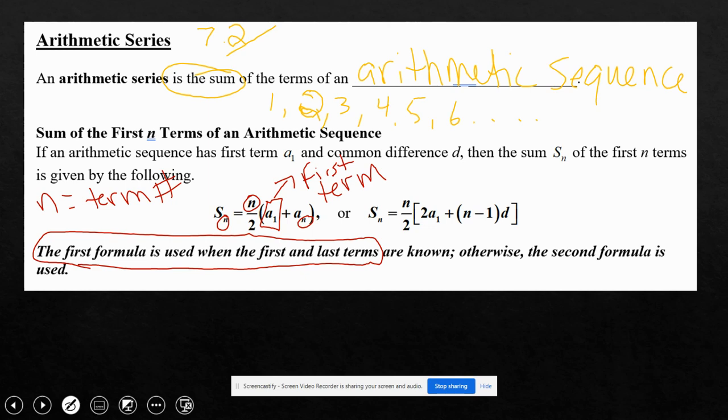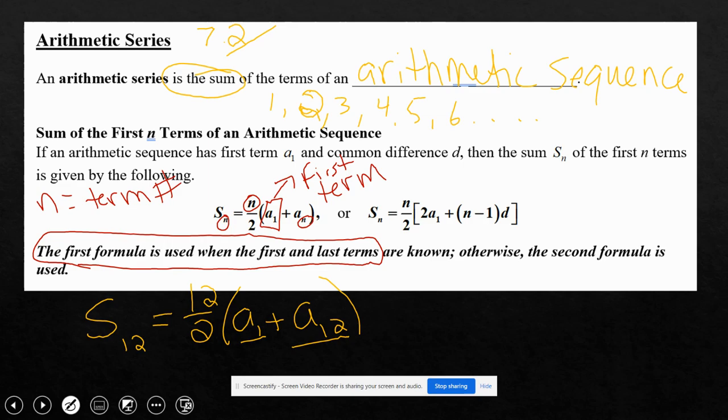So if I were using this formula, to find the sum of the first 12 terms, I would have 12 over 2 times the first term plus that 12th term. I would have to fill in those 2 values, and then I could do the math and find out the answer.